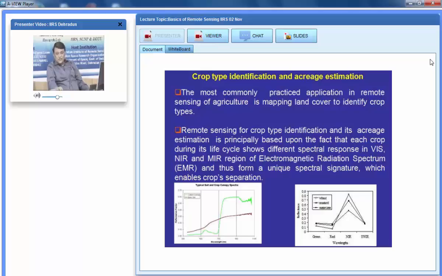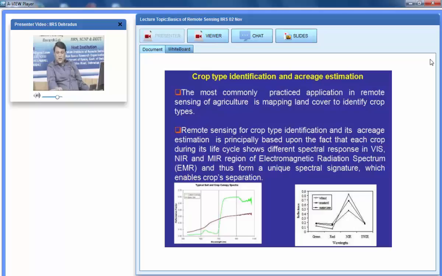So here you can see the crop and there is soil. In general, they are different. The reflectance curve is different. But here you can see wheat, mustard and sugarcane. There is a distinct difference, particularly in the NIR band.